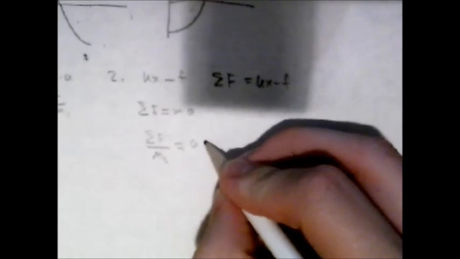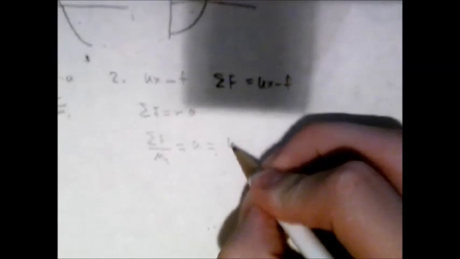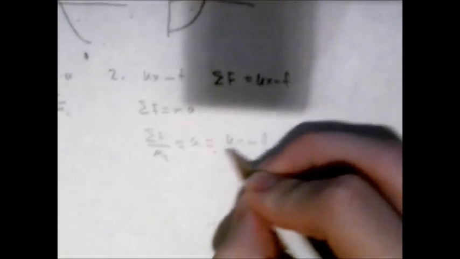So kx minus F is going to be the sum of the forces, and then we know that the sum of the forces is equal to the mass times acceleration, Newton's second law. So the sum of forces over M2 is equal to the acceleration, which is also equal to kx minus F all over M2.